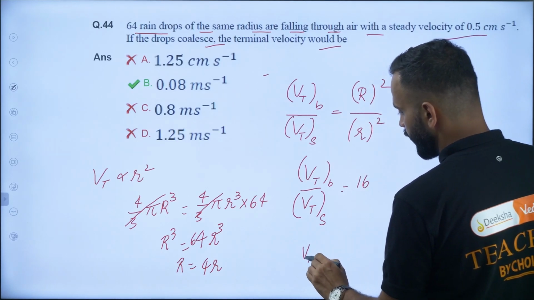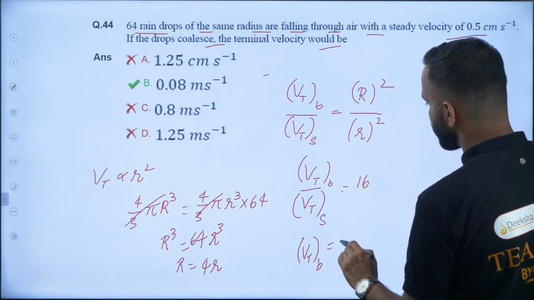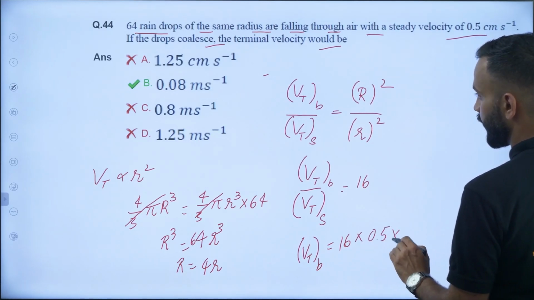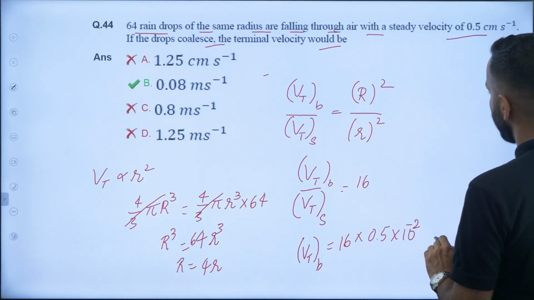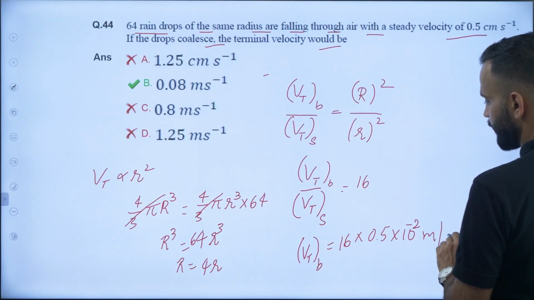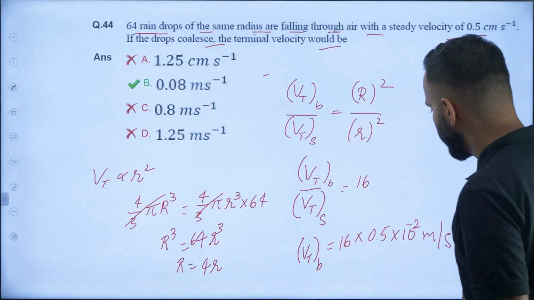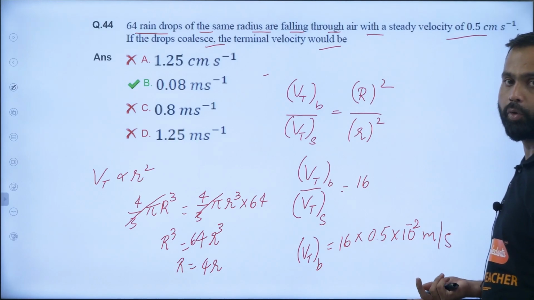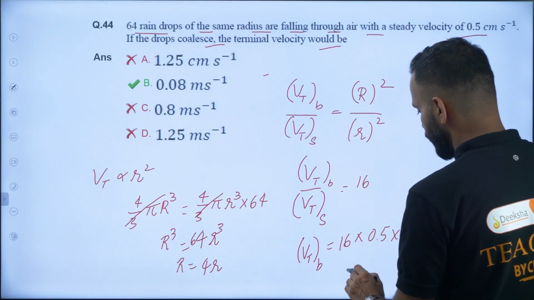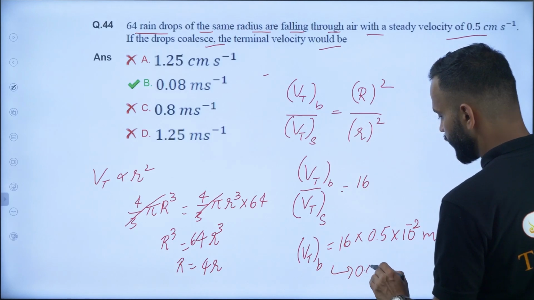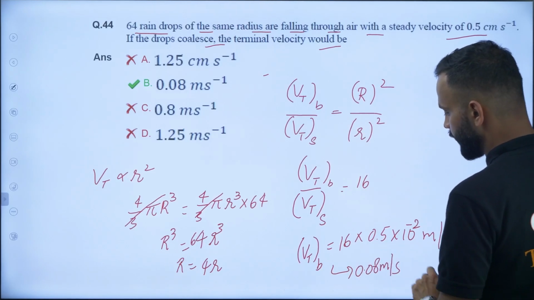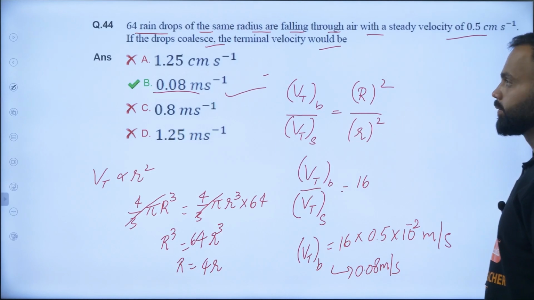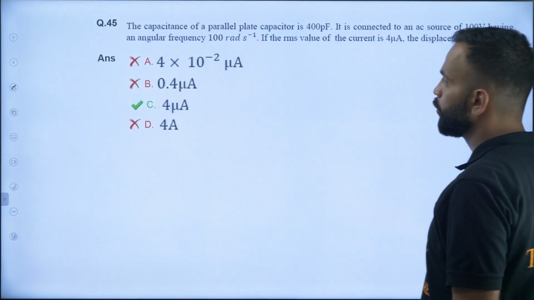So Vt of the bigger drop is equal to 16 times 0.5 into 10 to the power minus 2 meter per second. 16 into 0.5 is 8, so 8 into 10 to the power minus 2 is 0.08. So this will be 0.08 meter per second. The correct option is B. Next question, question number 45.